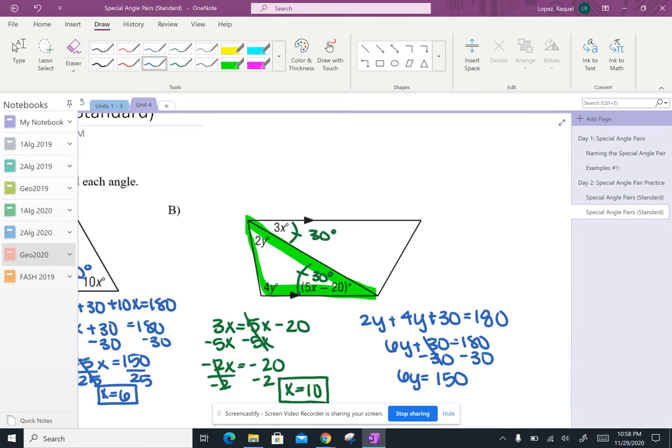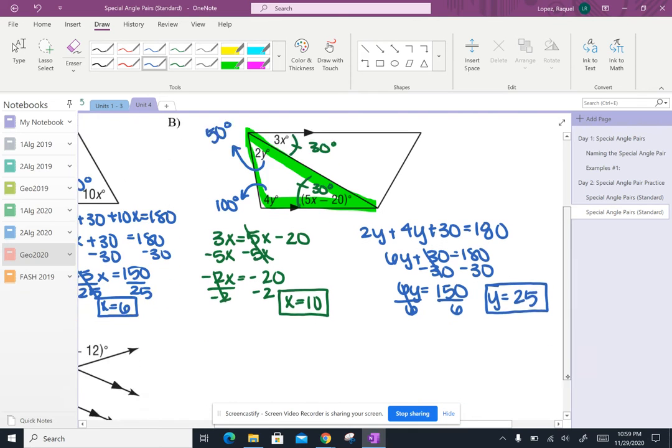Whoops. Divide both sides by 6, and 150 divided by 6 equals 25. So I get y equals 25. And if I substitute that value in, that would mean that this angle is 50 degrees, and this angle is 100 degrees. Okay, and now I've answered that question. Let's go ahead and do the last one.